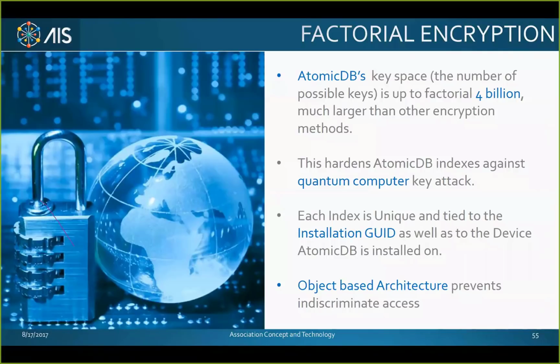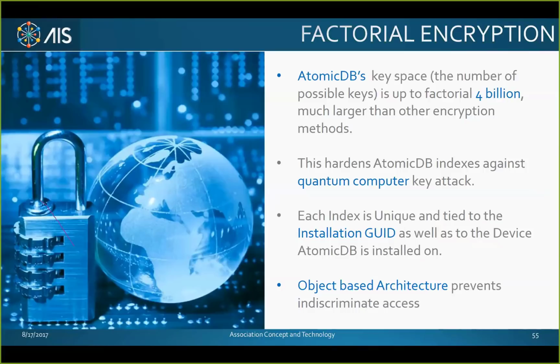Atomic DB itself uses a key sequence. The number of possible keys is factorially up to 4 billion, which means even if you put all the quantum computers on this planet on it, it would take you decades to break a single index. And it's designed for that purpose. The fact that it's three-dimensional adds to that. We actually created a three-dimensional key, which no common system can even begin to penetrate, because they can't handle the third vector.